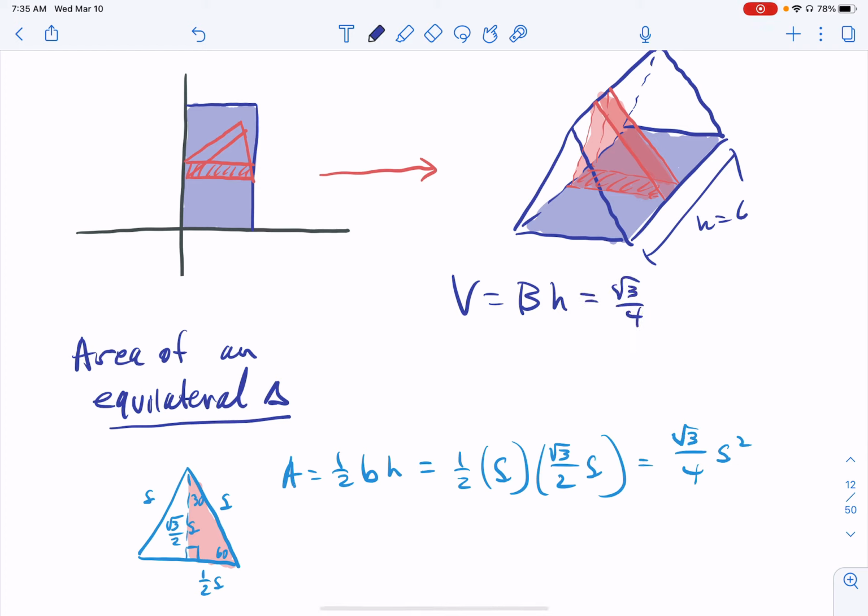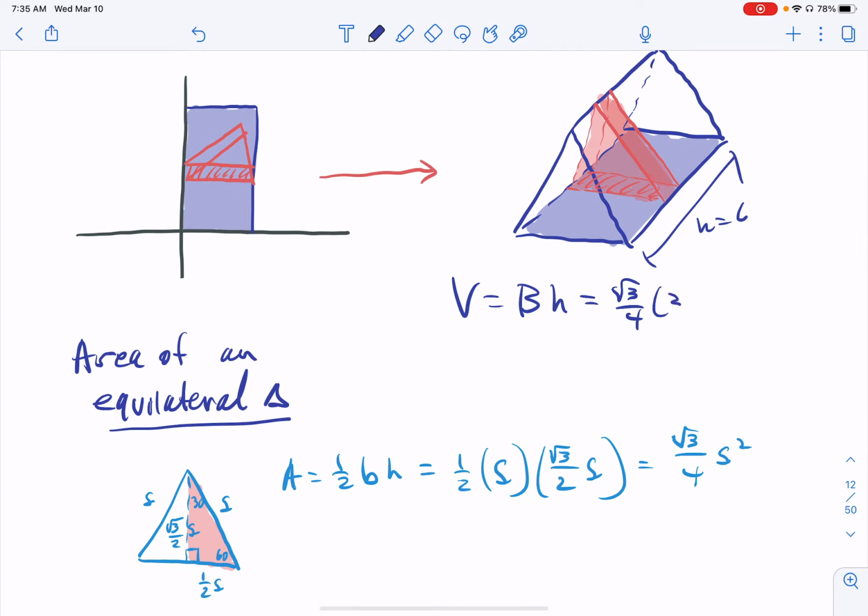So the area of my base then is going to be root 3 over 4 times our side length. Our side length is the same 3 that we had before, which is squared. And then we're going to multiply it times our height, and our height is 6.